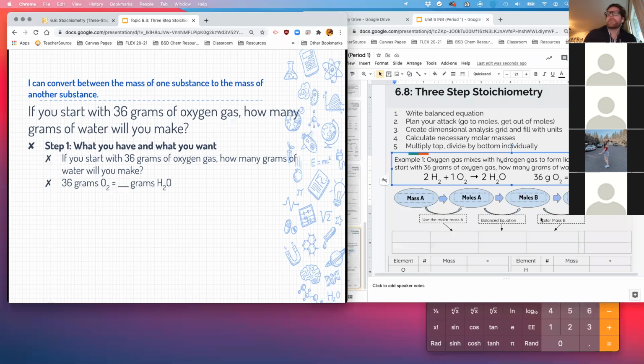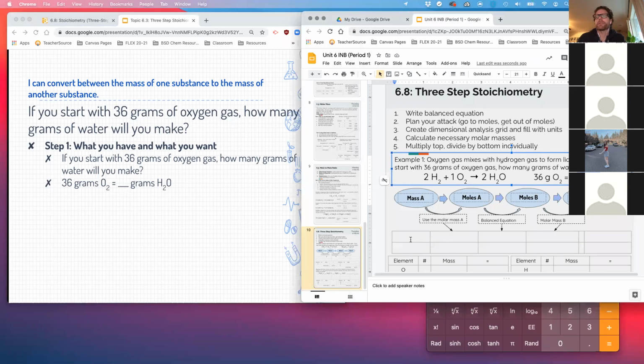And now this right here, this is the new part. This is the step that's kind of new. Okay, well, not this first part. This first part is just writing down what you have, 36 grams O2. And what you want is grams of H2O.